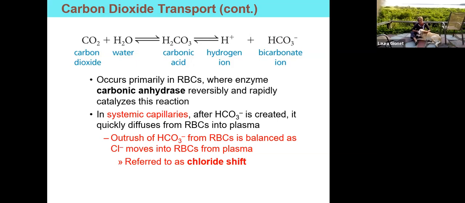And vice versa. If bicarbonate levels are decreasing in the cell, then bicarbonate will diffuse from the plasma into the red blood cell, and chloride will go from the red blood cell out into the plasma. They just switch directions. They are kind of anti-transporters, so to speak. They go in opposite directions.